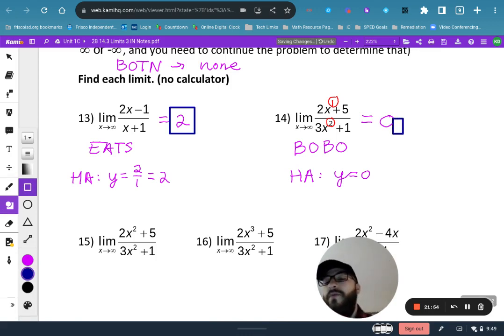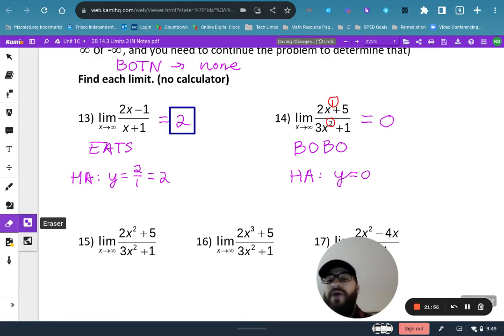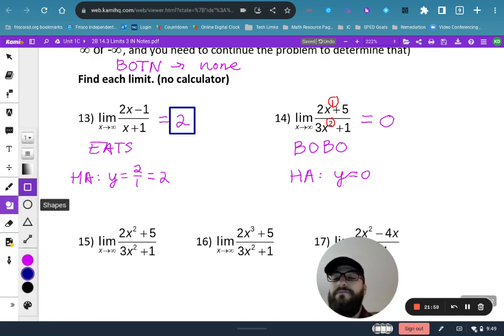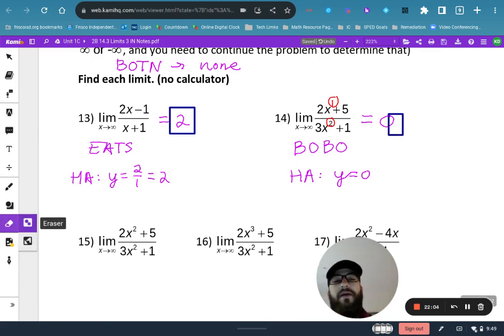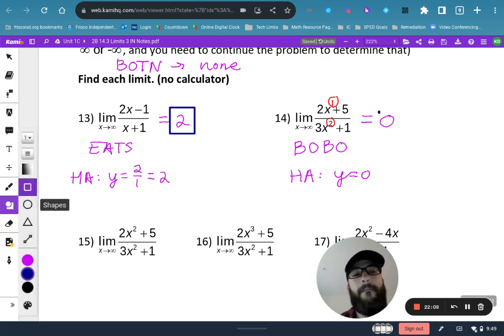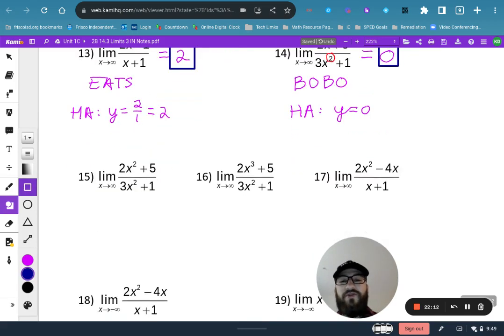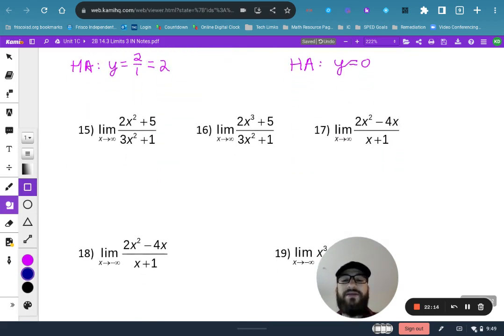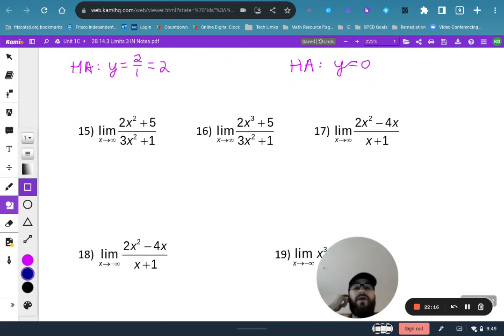Okay, let's do one more, and I'm going to let you practice the rest here on the notes. Okay, so we're going to skip around real quick. We're going to do 16. So 16, we have the limit as x approaches infinity of 2x cubed plus 5 over 3x squared plus 1.